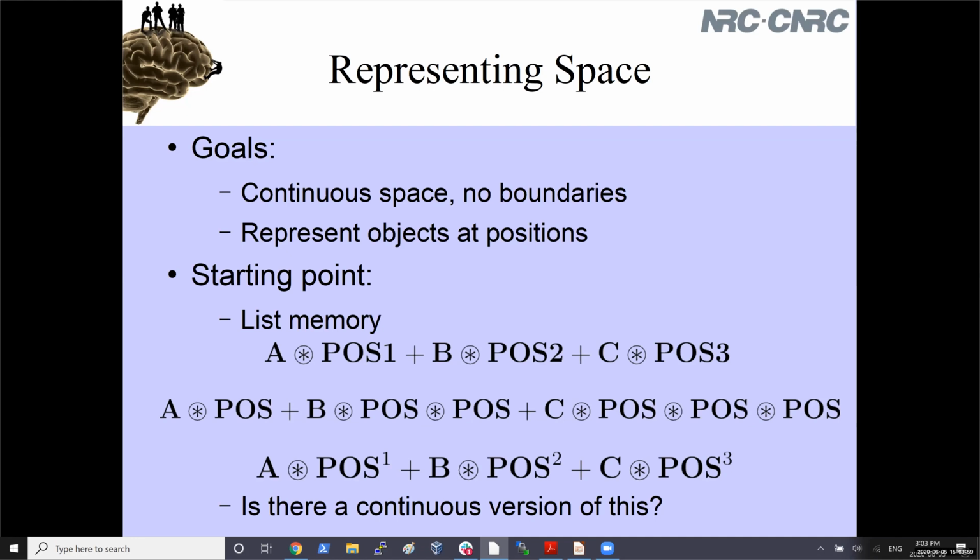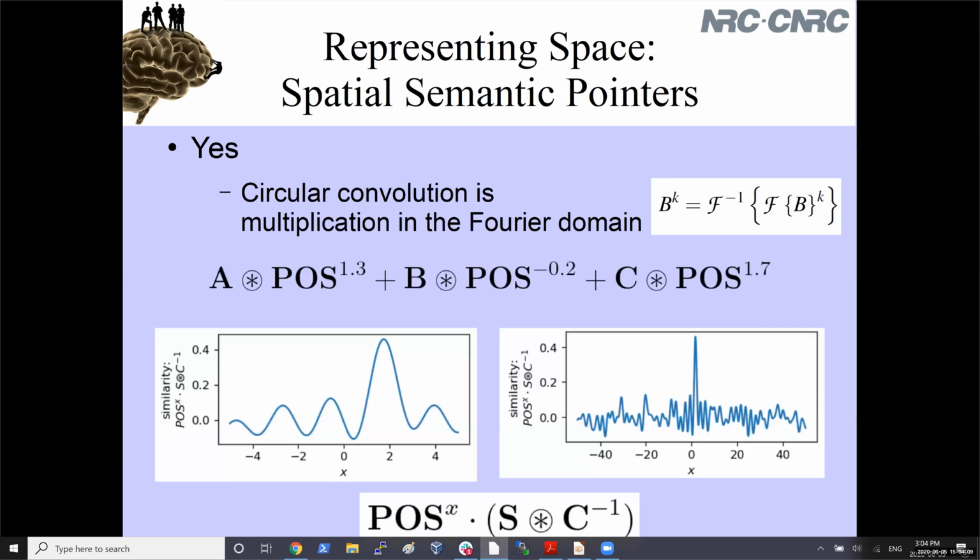And I asked this question to my students, and they just immediately responded, well, of course, obviously there is. Why are you even asking this question? Because the way you implement circular convolution is you do a Fourier transform, and then you do pairwise multiplication in the Fourier domain, and then you do the inverse Fourier transform. So literally all you would have to do to implement what I just said is do a Fourier transform, do an element-wise exponent, and then do an inverse Fourier transform. And that just is the continuous version of what we'd already been doing.